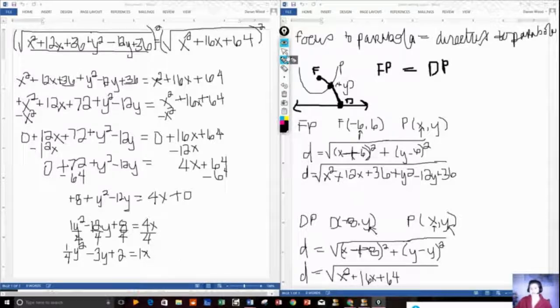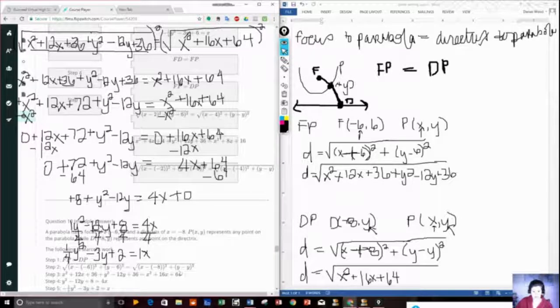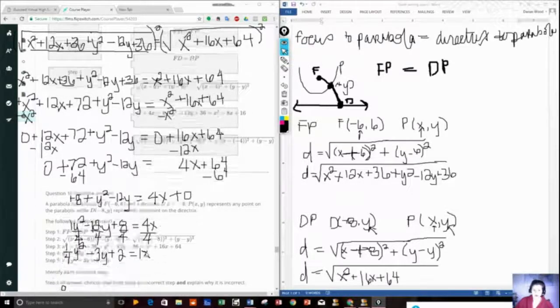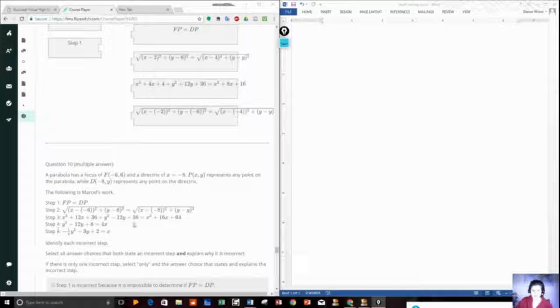So let's check and see what they did there. That's not what I want. I want this one. Okay, so we have a negative 1/4 y squared minus, oh, they have a negative and we have a positive. So right there, minus 3y plus 2 equals x. So in step 5, they have a negative sign where there is not supposed to be one. It is a positive 1/4. I'm going to close all these. So step 5 was incorrect.